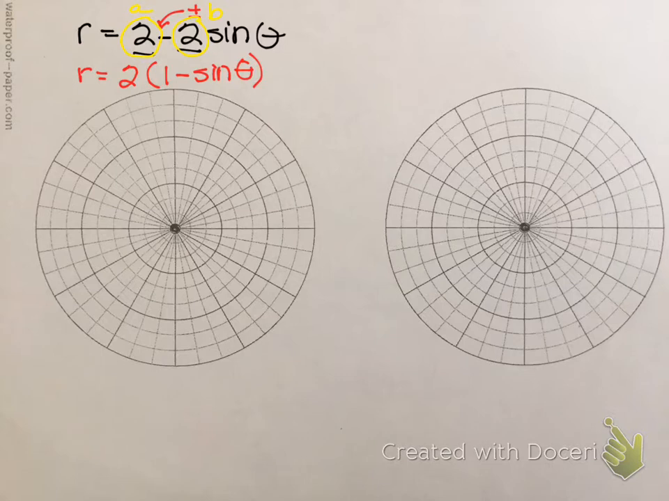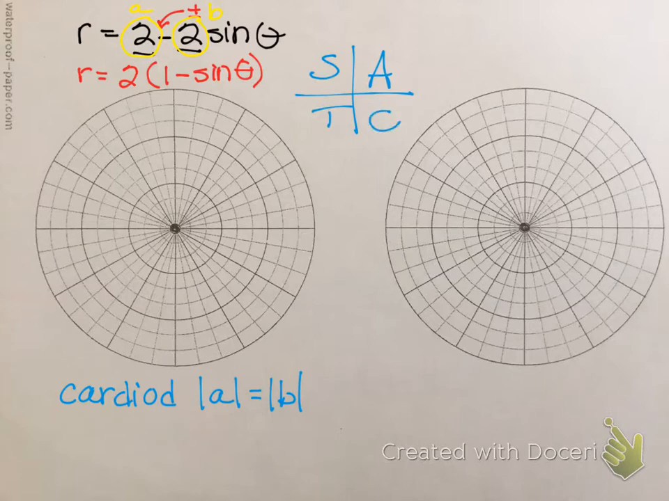You know that you have a cardioid when the absolute values of those two numbers are the same. Now, let's review for your trig one more time where your trig functions are positive. All of them, sine positive here, tangent positive here, cosine positive here.